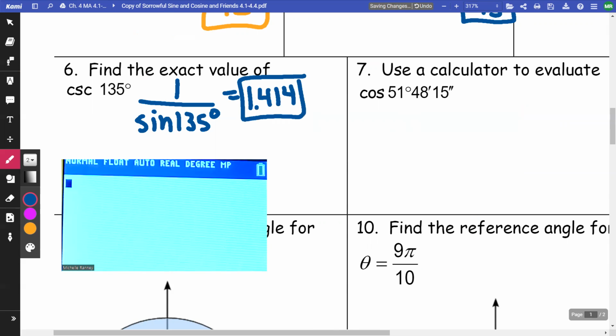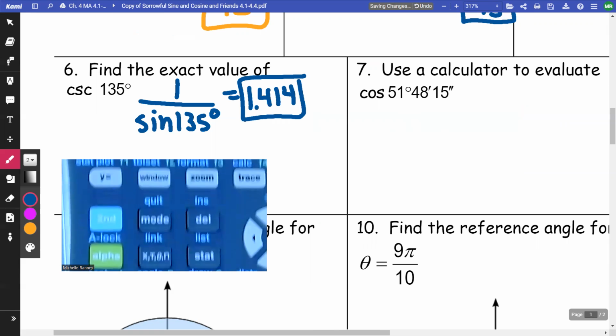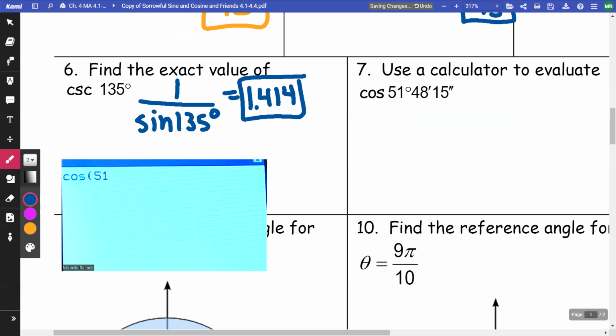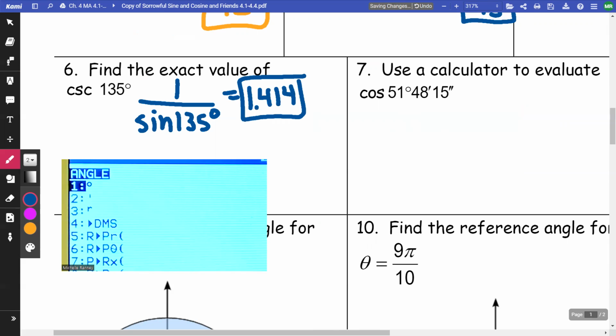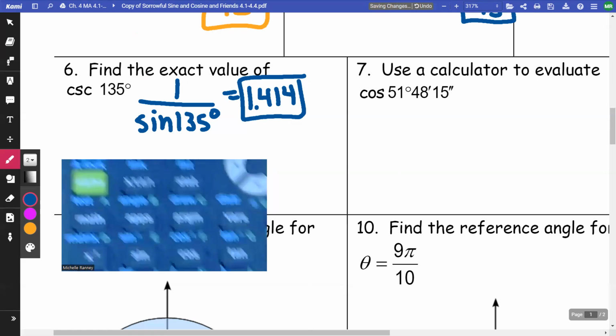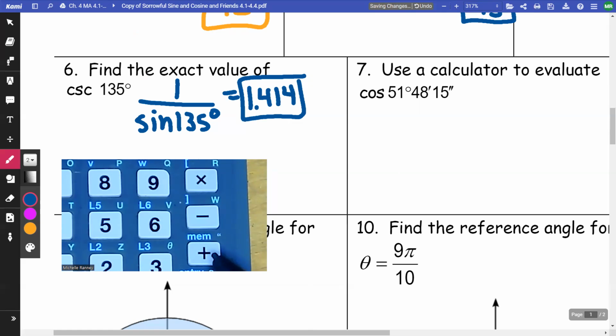Now, for the next one, I am going to be typing that in one of 2 ways. I can go to the cosine button, type in 51, go to second and apps for angle. Number 1 is degree. Then 48, and I do the same thing, second and apps, and I want number 2, which is minutes. Then 15, and for my seconds, I'm going to hit the green alpha button and then the plus sign.